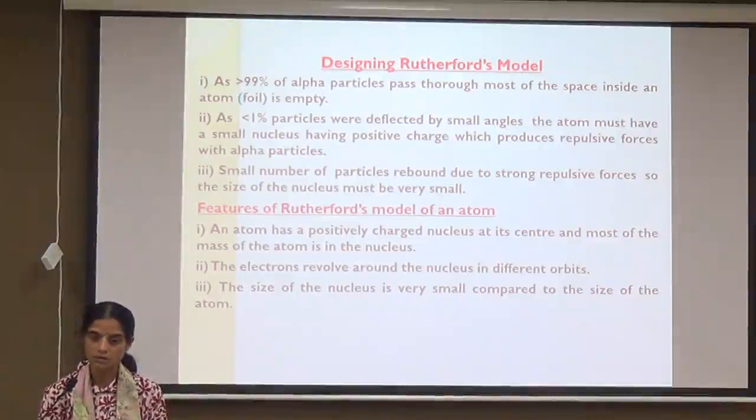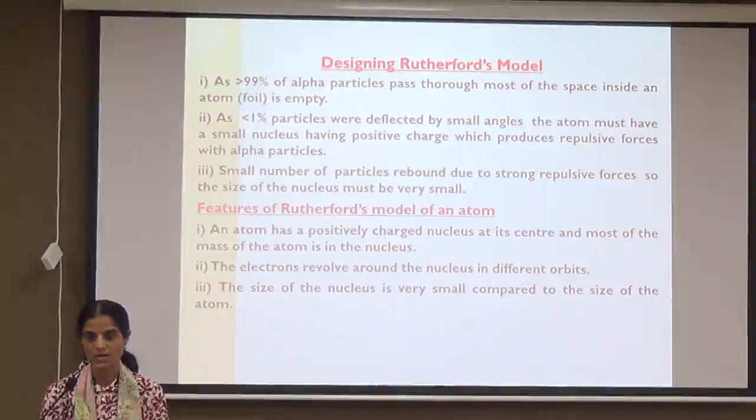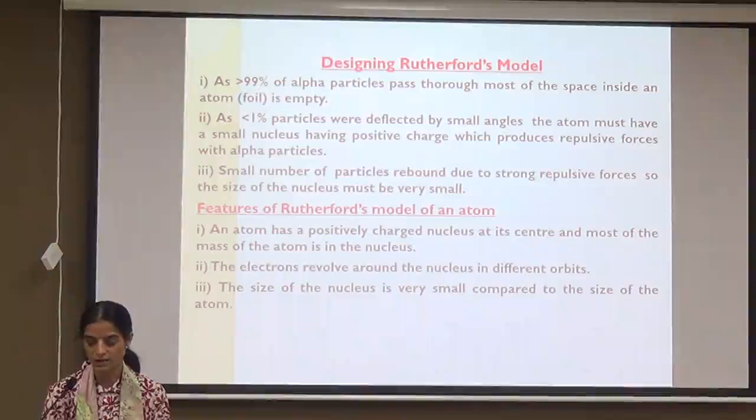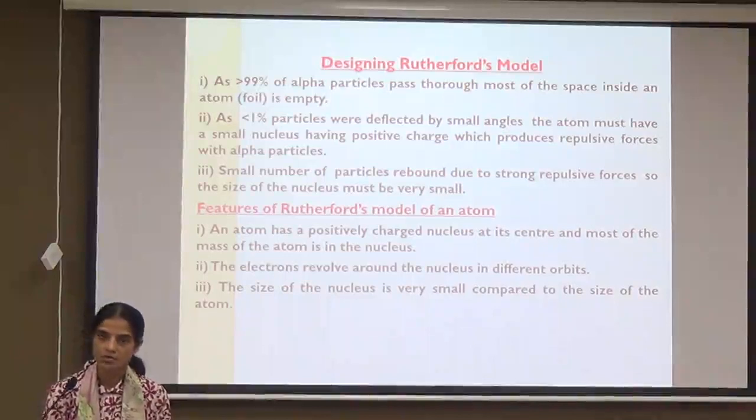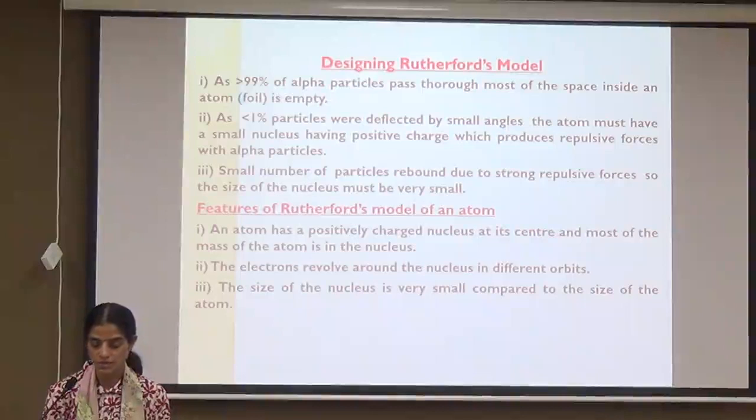From these conclusions, Rutherford stated the model of the atom, and the important postulates of his model are as follows. The atom has a positively charged nucleus at its center, and most of the mass of the atom is concentrated in the nucleus. The electrons revolve around the nucleus in circular orbits. The size of the nucleus is very small as compared to the size of the atom.